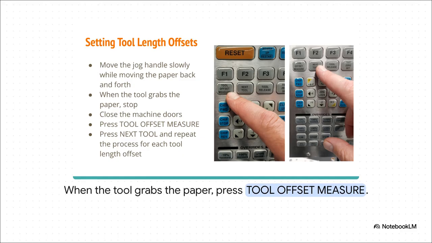Then all you do is press this one button, Tool Offset Measure. The machine does all the math for you. It automatically figures out the distance and pops that number right into the offset table. It's awesome. Then you hit Next Tool, and you just do the same thing for every tool in the machine.